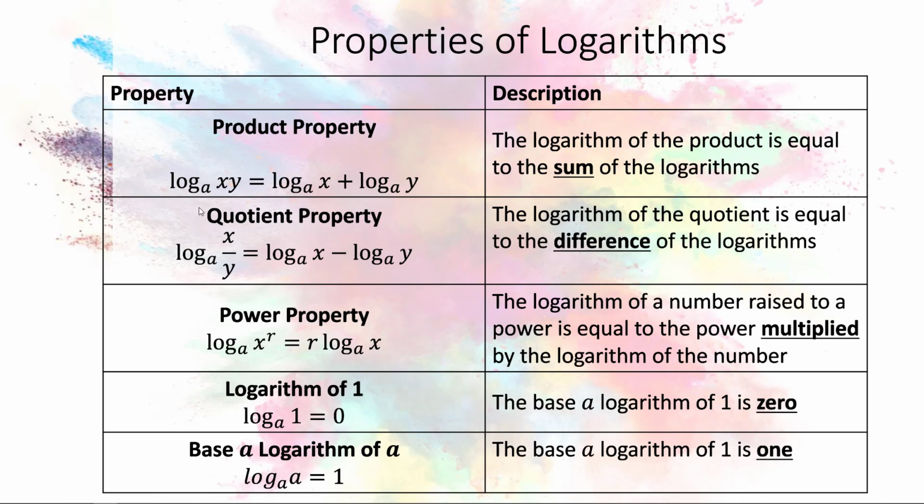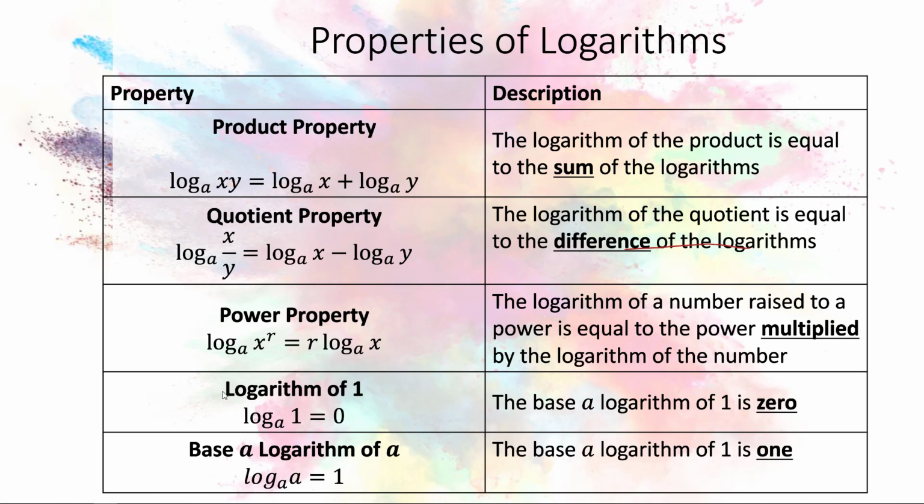So here we have the log base a of xy, of the product of x and y. It turns out that the logarithm of a product is equal to the sum of the logarithms of each term. The log base a of x times y is equal to log of x plus log of y. Similarly, from this we can also get the quotient property, which tells us that the log base a of x divided by y is equal to log base a of x minus log base a of y. So the logarithm of the quotient is equal to the difference of the logarithms.